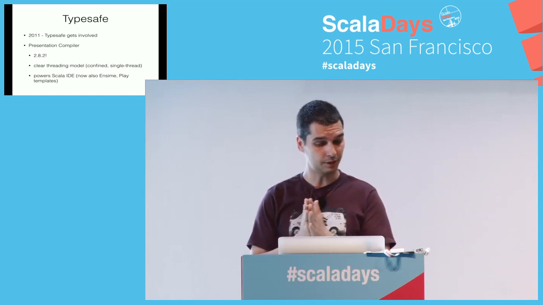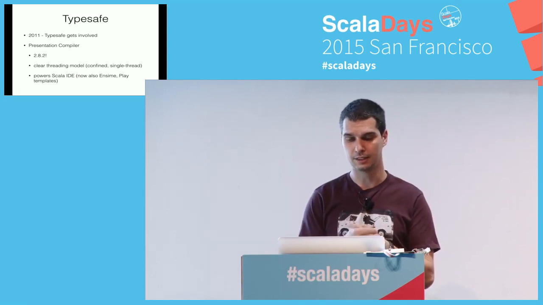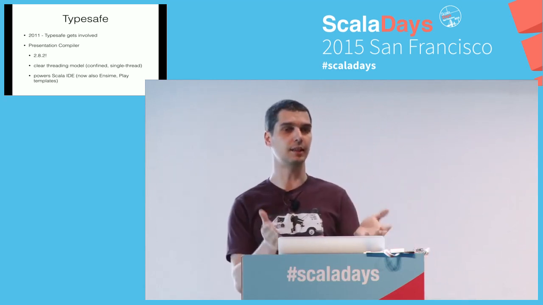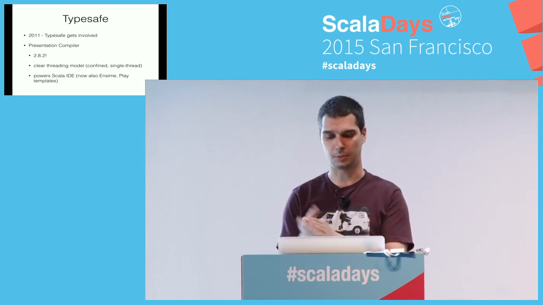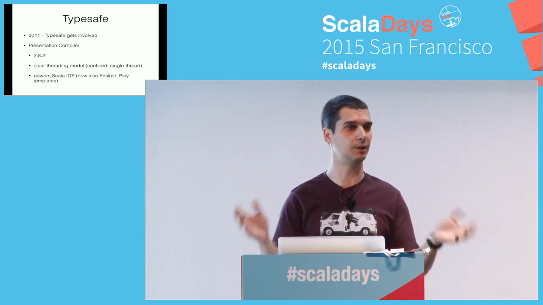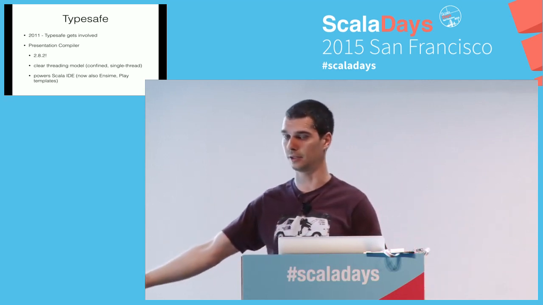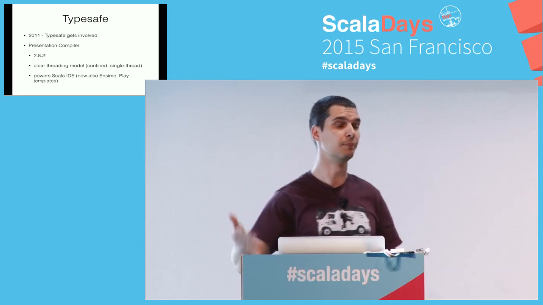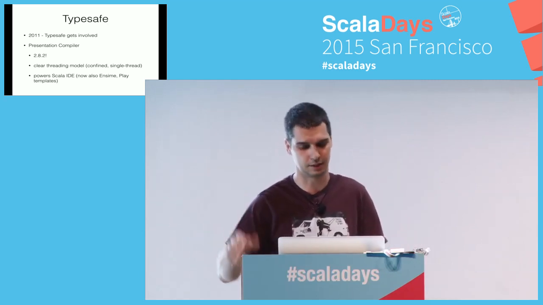So the presentation compiler was backported to 2.8.2, I think, the first release that had it, and it basically cleaned up a lot of the threading issues. So the model is very simple. It's single-threaded and confined. It's a little bit like Swing. So if you want to run something that accesses internal data structures in the compiler, it has to be done in its own thread. So you're just posting a runnable, or of course a lambda in Scala.